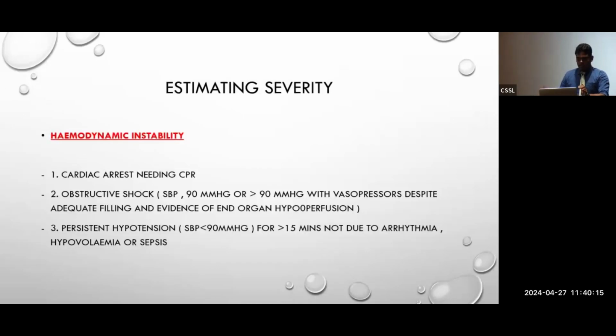Right. So once you clinically suspect PE, and the clinical scores say likely, then you diagnose it. Then the further management depends on whether the patient is hemodynamically stable or not. Okay. So how do you decide that? There are three criteria to decide that. If the patient has had a cardiac arrest needing CPR, or is in persistent obstructive shock, where the SBP is persistently either less than 90, or more than 90 with vasopressors, then you decide the patient is hemodynamically unstable.